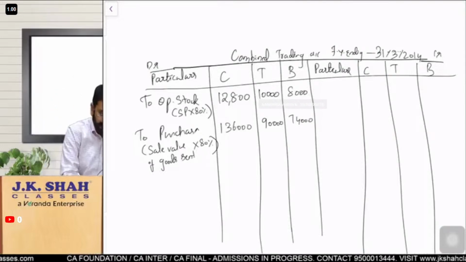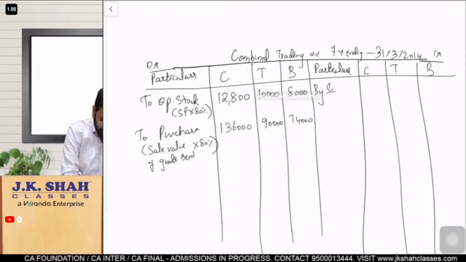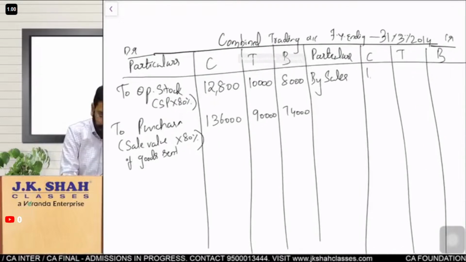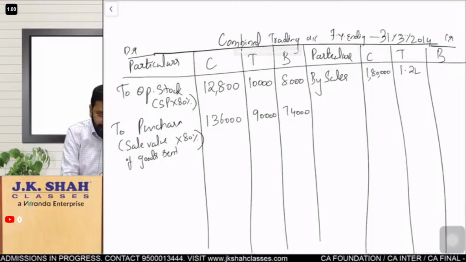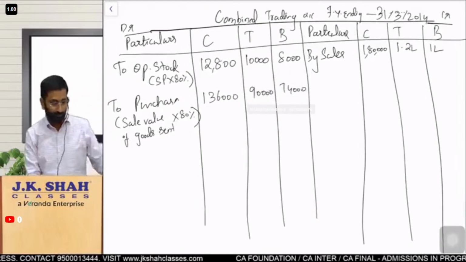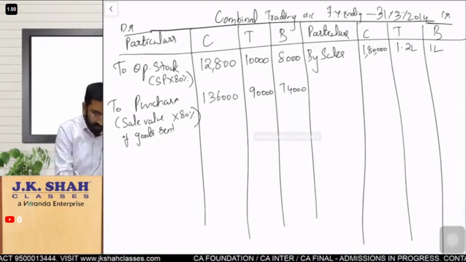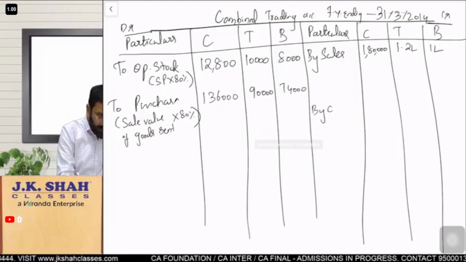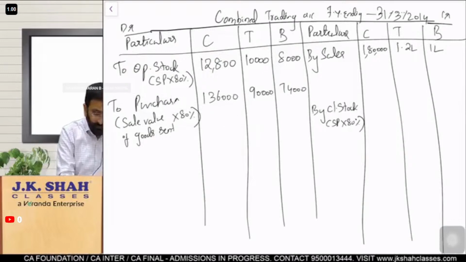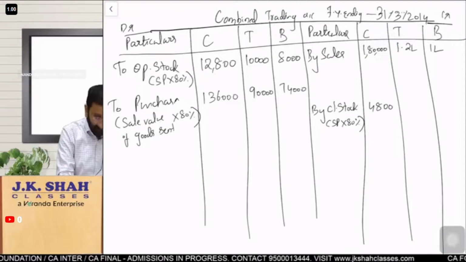That's all. This side, sales. We'll take actual sales. 1,80,000, 1,20,000, 1 lakh. By closing stock, 80% of the value. So take selling prices available, 80% of that. 4,800, 4,000, 2,000.